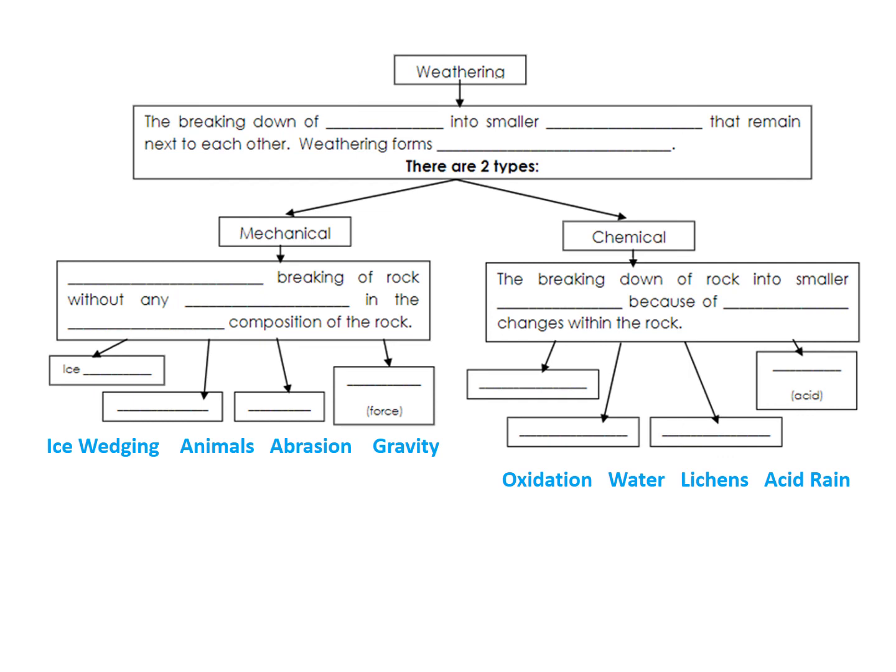Then we've got chemical weathering, the breaking down of rock into smaller pieces because of chemical changes within the rock. And our 4 examples here are oxidation, which is rust, that's when we see red rock and stuff. Water, like limestone, which we just talked about. And then lichens, remember primary succession, lichens are a little bit acidic. They have enzymes and they will break down the rock. And then acid rain was another example that we talked about.